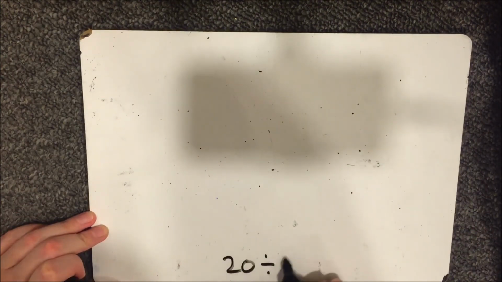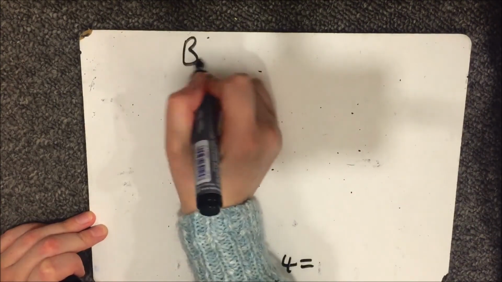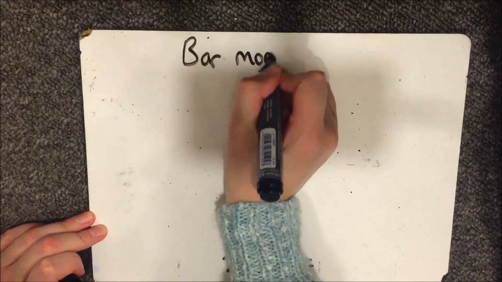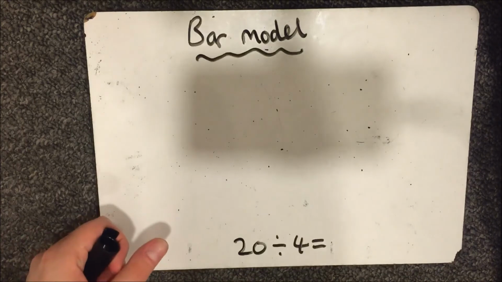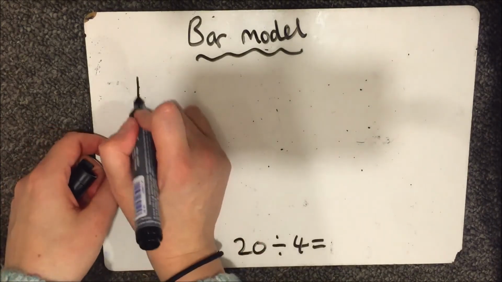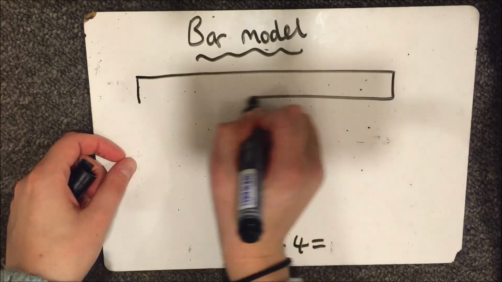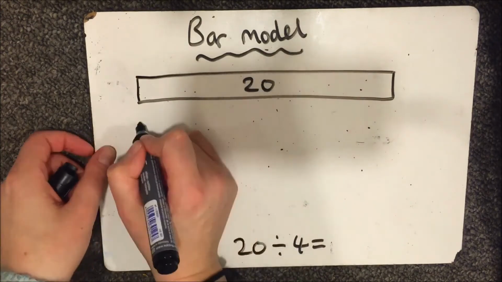It's my bar model time. So 20 divided by 4 again. The more you do this, the more you practice, the more it will help your brain to understand it. Don't worry if you find it tricky. So my whole, the biggest number, is 20. So my whole is going to be 20. I write what I know.